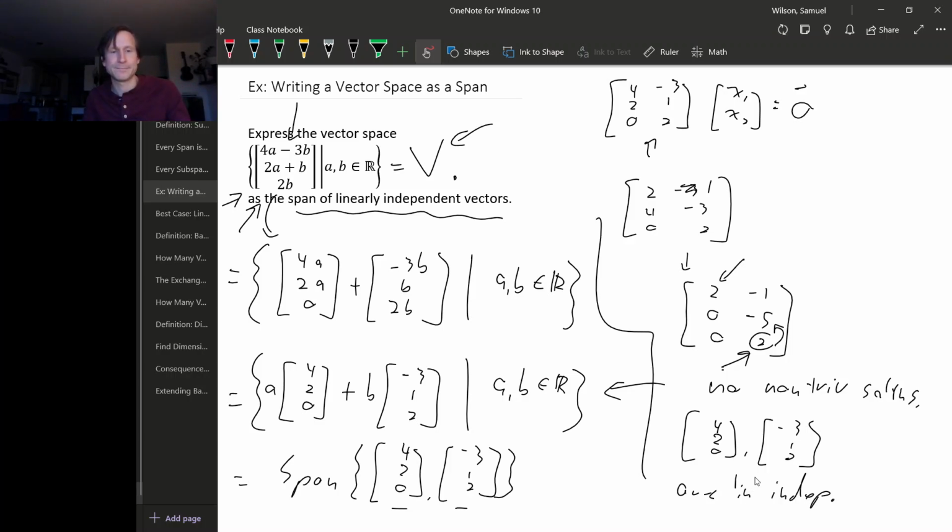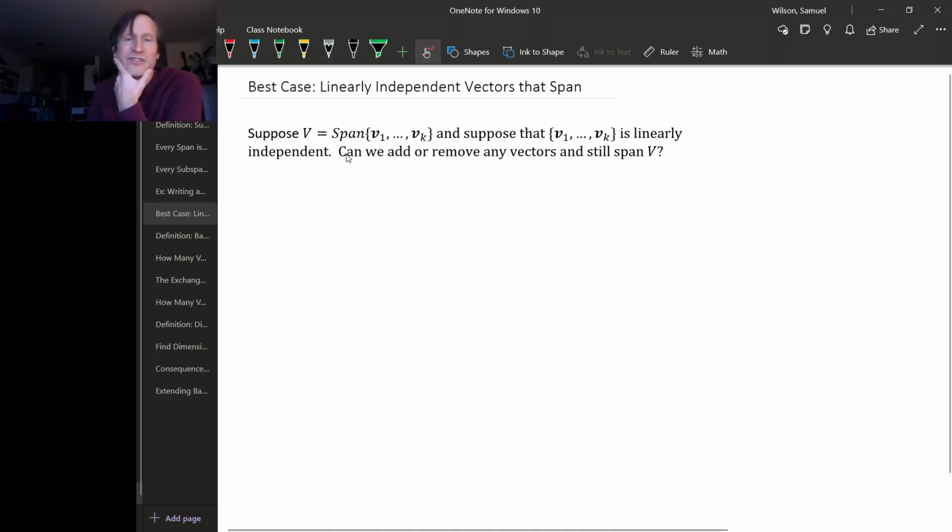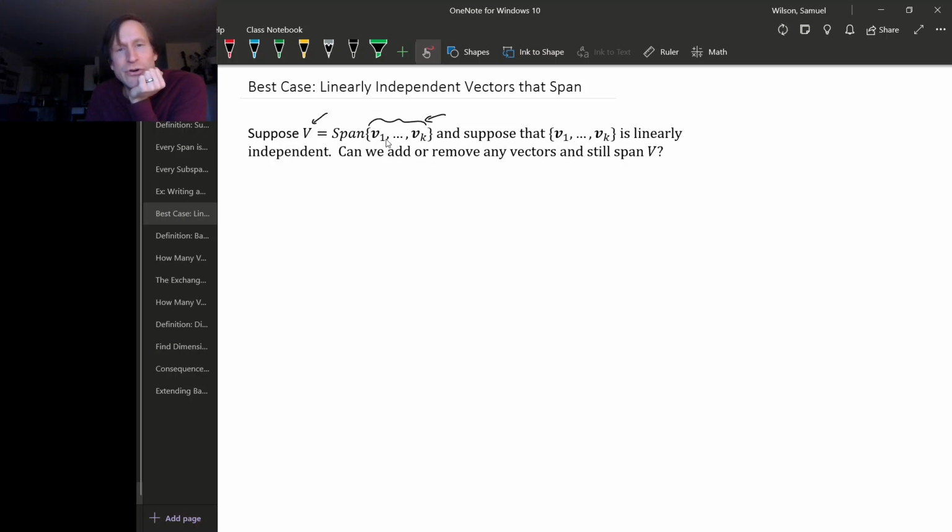Every vector space is the span of some vectors, but the best case is if we can express a vector space in terms of linearly independent vectors. If these vectors are linearly independent, then one thing we've proved about a span of linearly independent vectors is that every vector in it can be written as a linear combination in only one way. And that's the nicest. It's inconvenient to be able to write something in a vector space as more than one linear combination. So it's nicest to have a linearly independent set that spans.